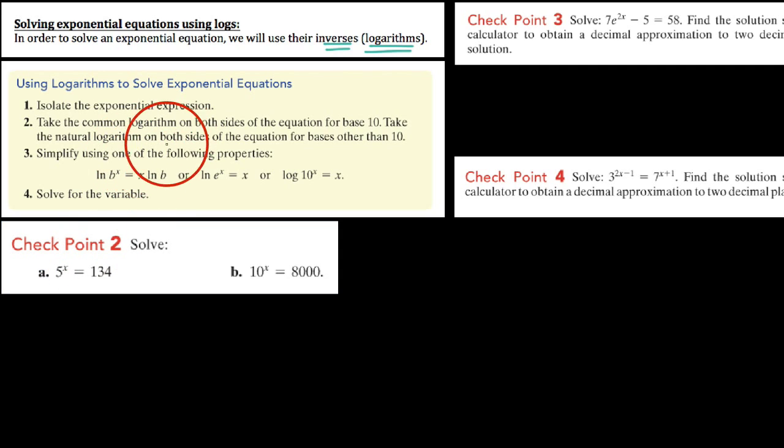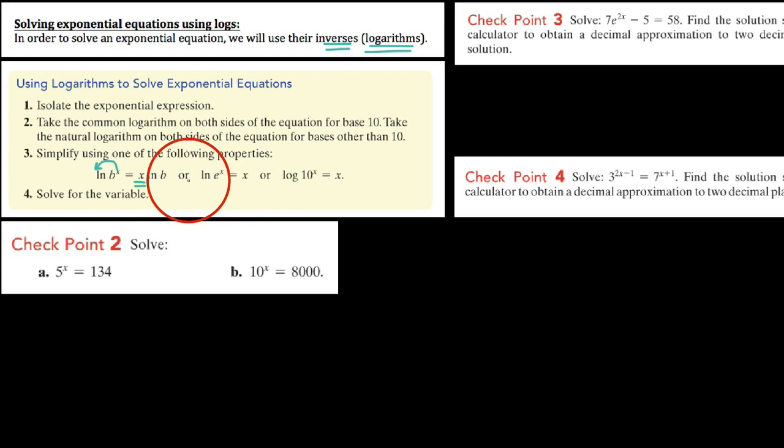So isolate the expression, and then what we're going to do is take the common logarithm on both sides of the equation for base 10, take the natural logarithm on both sides of the equation for bases other than 10, and then it says simplify using one of the following properties. So in terms of properties here, we have this: ln of b to the x. Remember that our power property says that when you take the natural log or any log of something to the power of another thing, we can pull that power out in front.